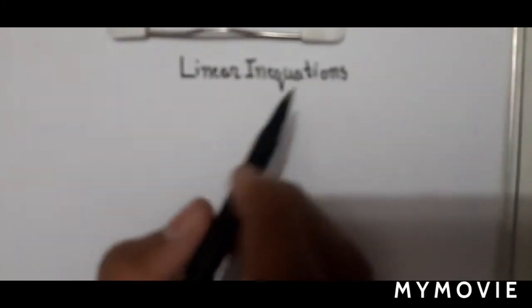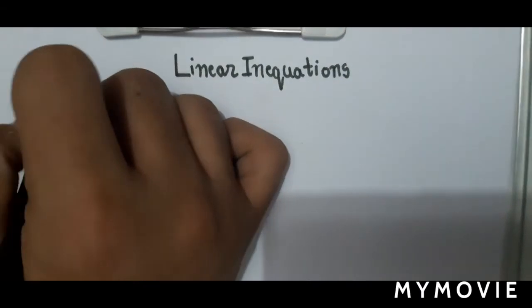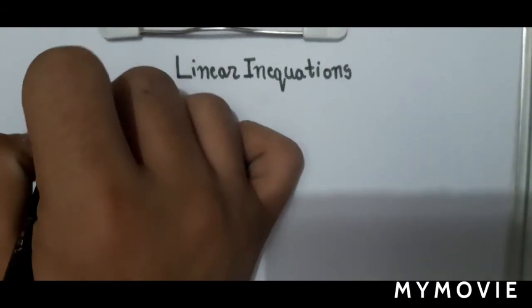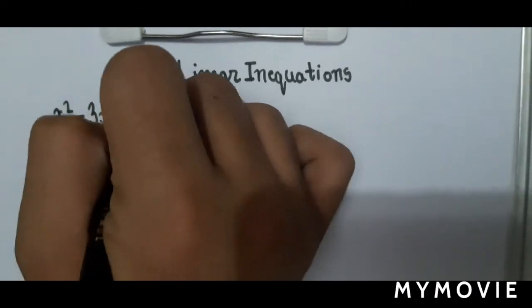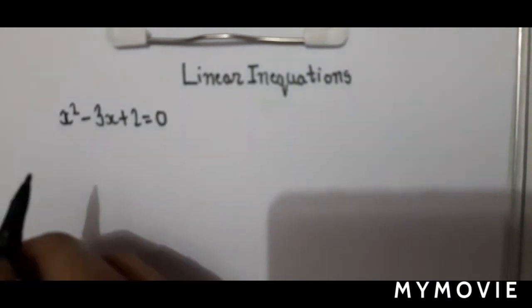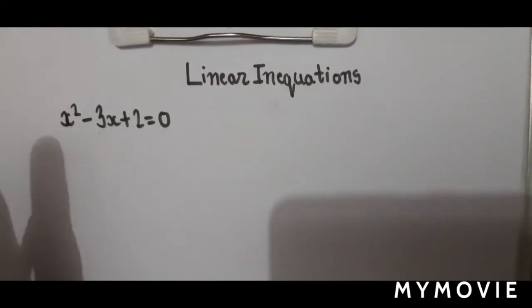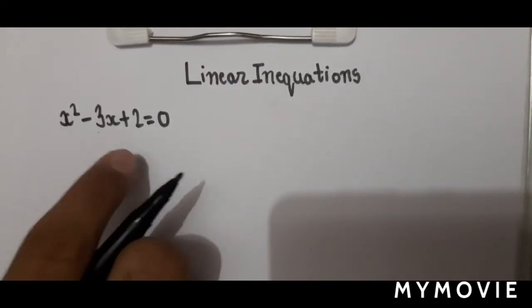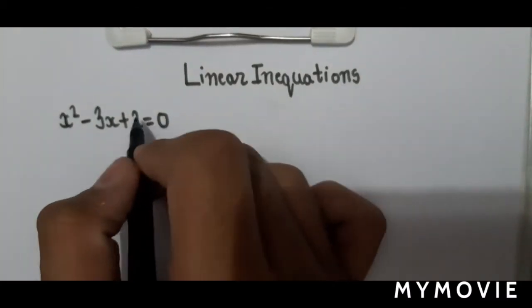So friends, do you know what are linear inequations? See, let's take an example. x square minus 3x plus 2 is equals to 0. You know what are these? These are quadratic equations, and quadratic equations have two specific values, 2 or 1. So they are represented by the is equals to symbol.